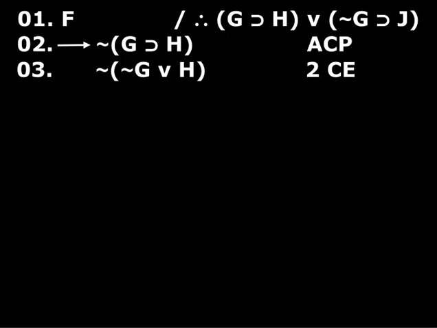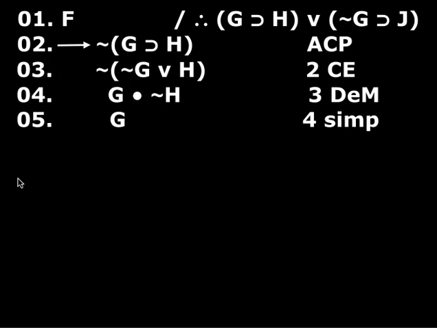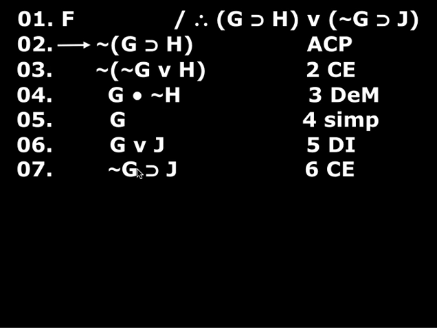Well, do conditional exchange on 2, horseshoe becomes a wedge, negate the G, G becomes not G, everything else stays the same. I'm going to do De Morgan's on this to get G and not H. I'm going to simplify the G off. Why? Because what I want to do is get a piece here that I can use to eventually get this conditional. And if I get G by itself, I can disjoin. I can use DI to get either G or J, do conditional exchange. If not G, then J. Now I've got this.